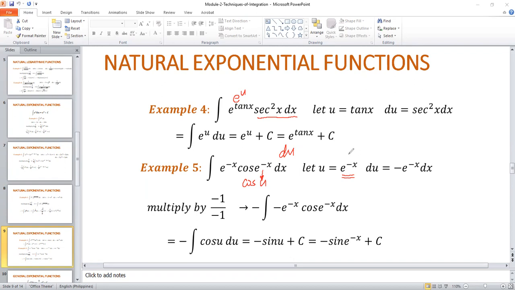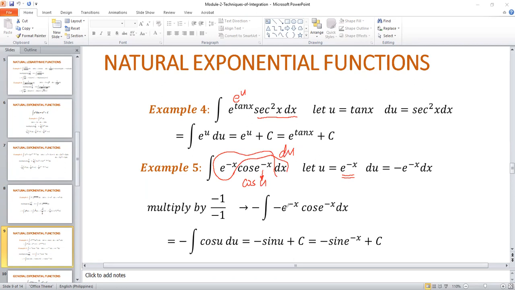Times the derivative of its u, which is negative 1. So you have negative e raised to minus x dx. So see, this thing, the e raised to negative x and this dx here, sorry, is actually your du. It only lacks the negative 1.